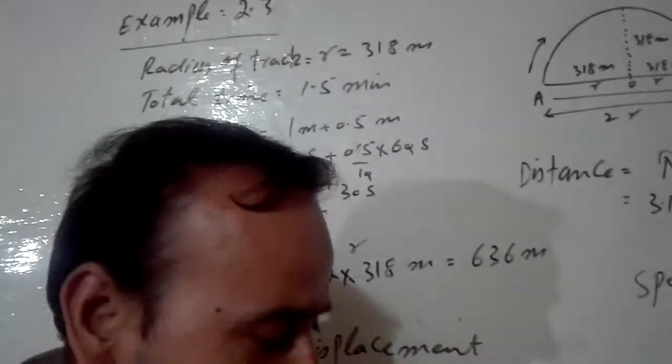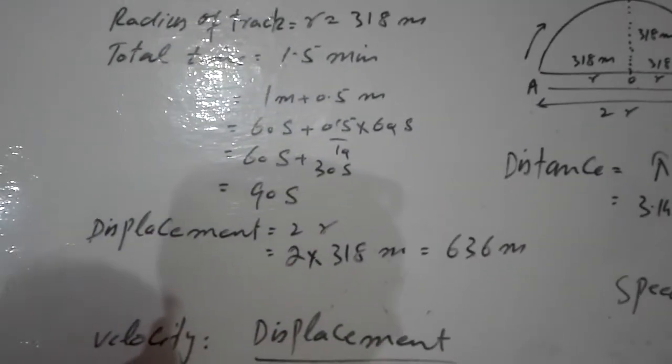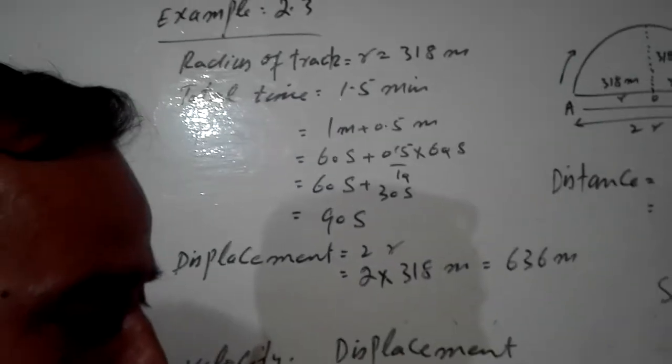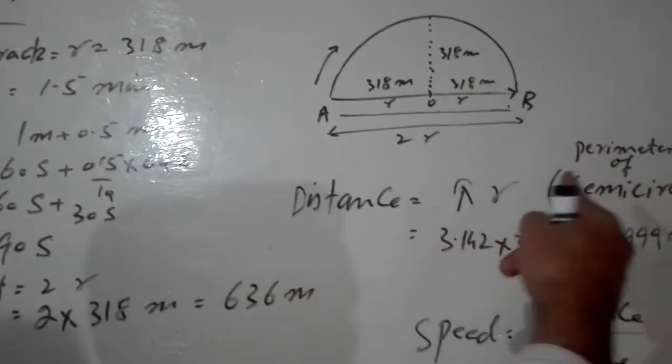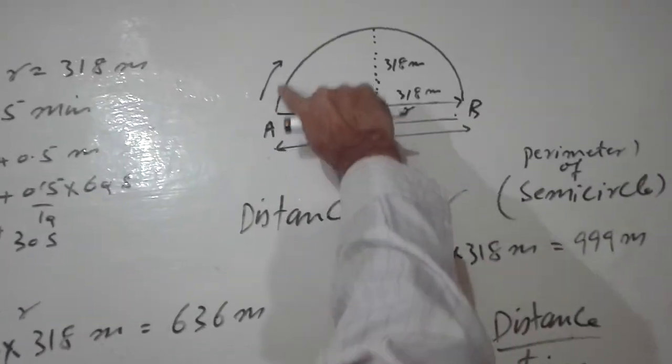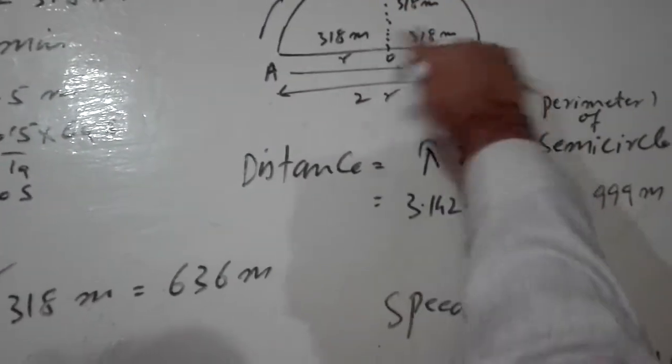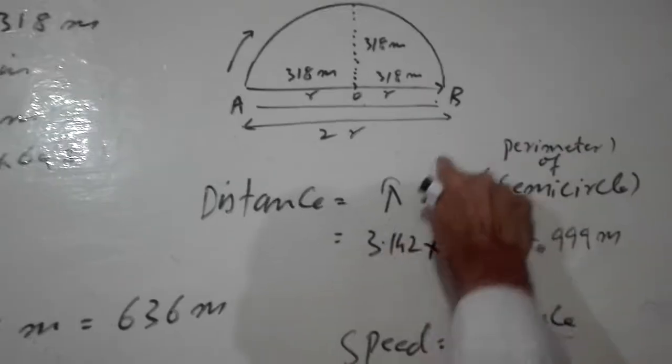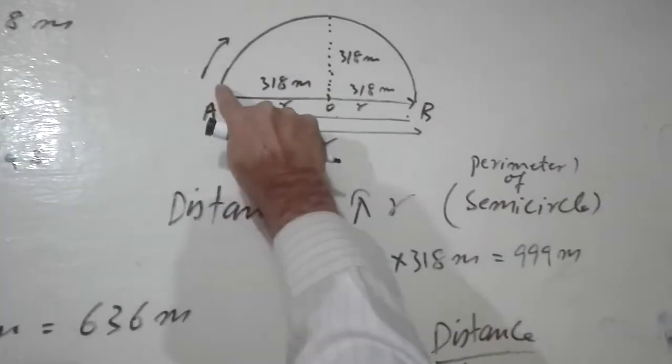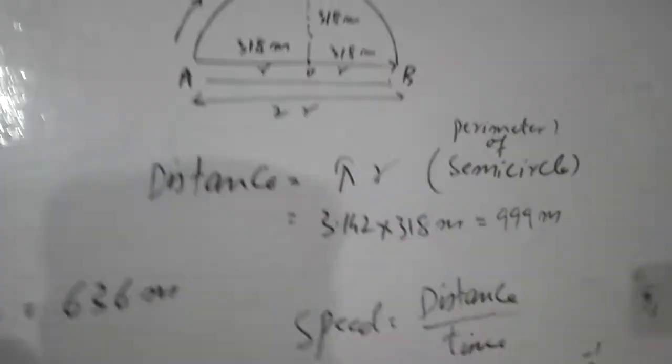I am going to read this example. A cyclist completes half round of a circular track. I have drawn the diagram also. It is also solved in your book. A cyclist completes half circular track. This is a half circular track, not a complete circle. The cyclist covers half circular track.